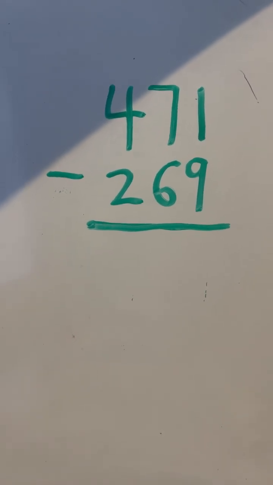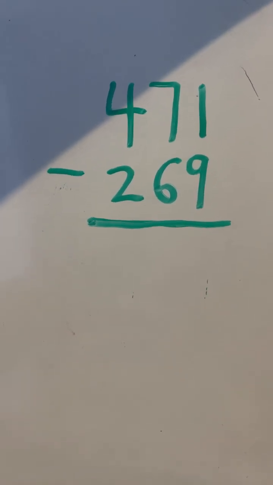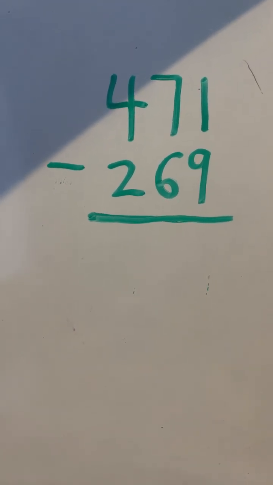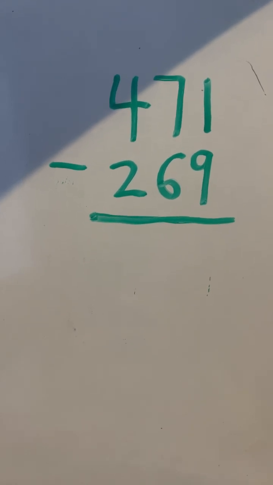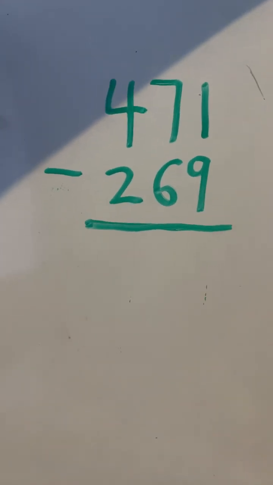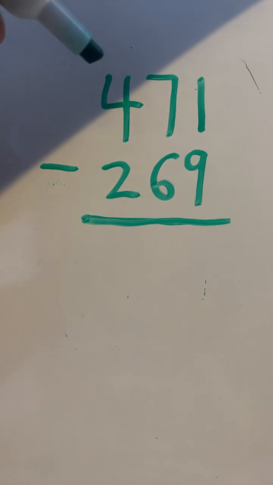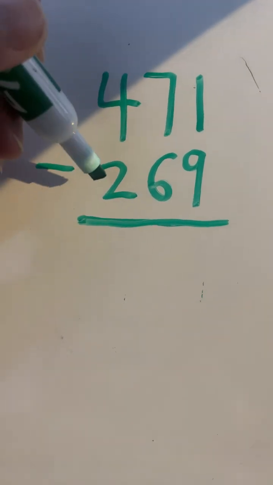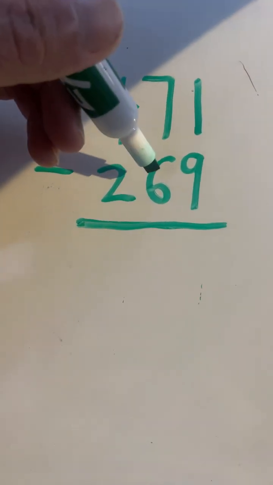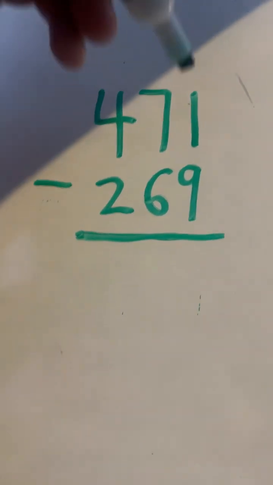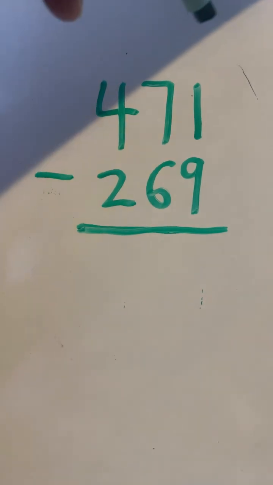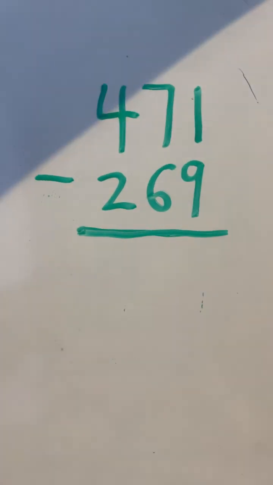So again, before we do any subtracting, we always want to see if regrouping is needed. And we regroup whenever there is a bottom digit that is bigger than the top digit. So looking at this problem, 4 is bigger than 2, 7 is bigger than 6, so we do not need to regroup in the hundreds or the tens place. In the ones place, we will need to regroup because we cannot start out with 1 and take away 9.